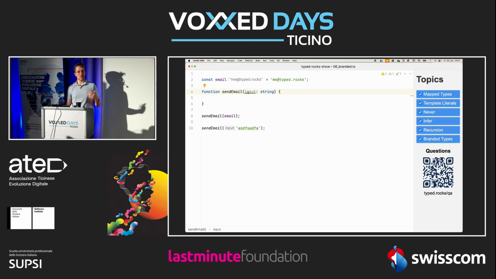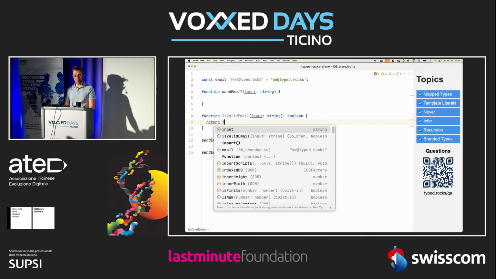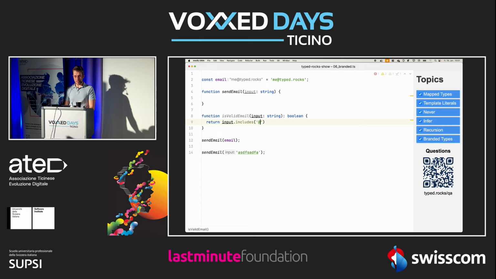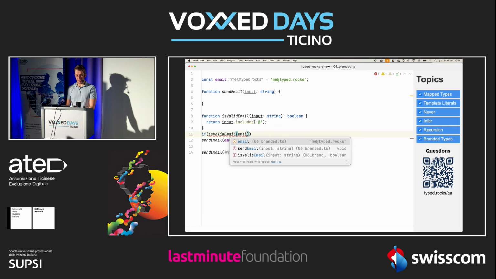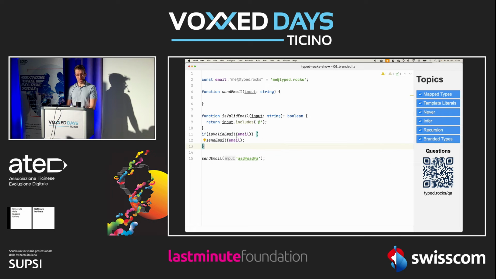string somehow. Of course, you could do this in the send email function, but you should create a function is valid email. You pass in your input, and it returns a boolean, and we make this perfectly safe by saying it includes an @ sign. So this is perfectly safe. Now what you could do is wrap our send email with our is valid email. But as you can see already, this does not really require you to use is valid email, because you can still use send email here without any restrictions.